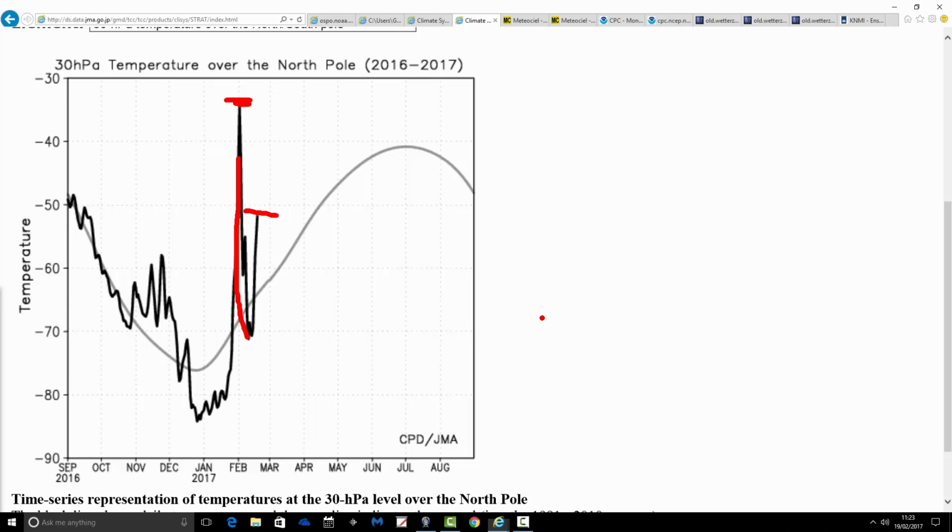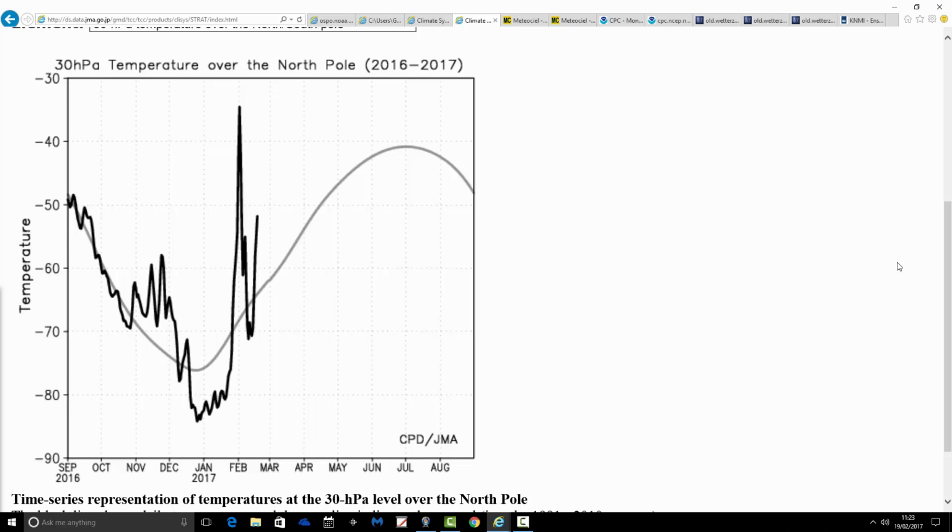Whether we ever had a response to that stratospheric warming that occurred at the end of January and the start of February, I think it's very difficult to say. We did get the Scandinavian high in for a few days in early February and it brought us a spell of not overly cold easterly winds. Whether that was the response to the stratospheric warming or not, we can't really say.